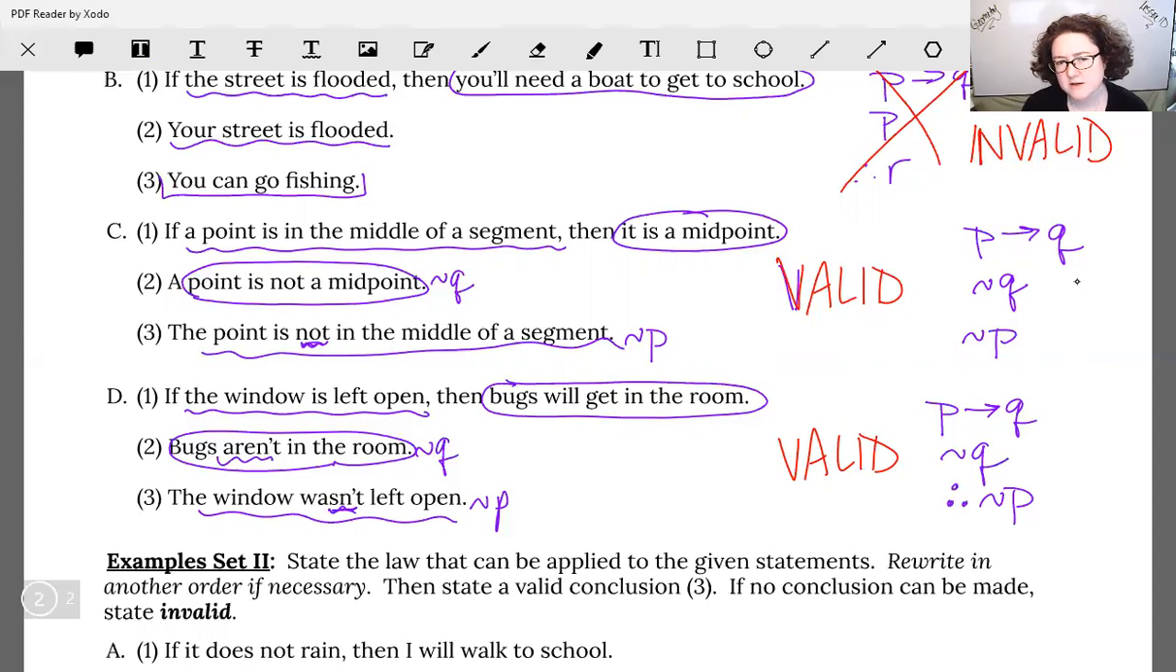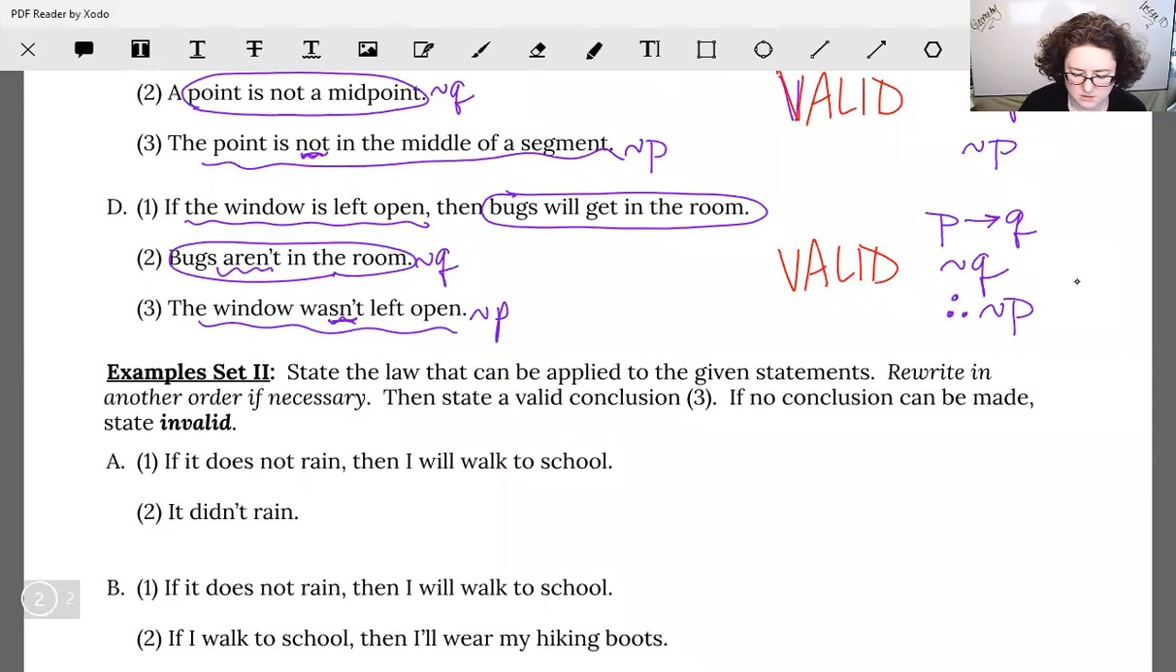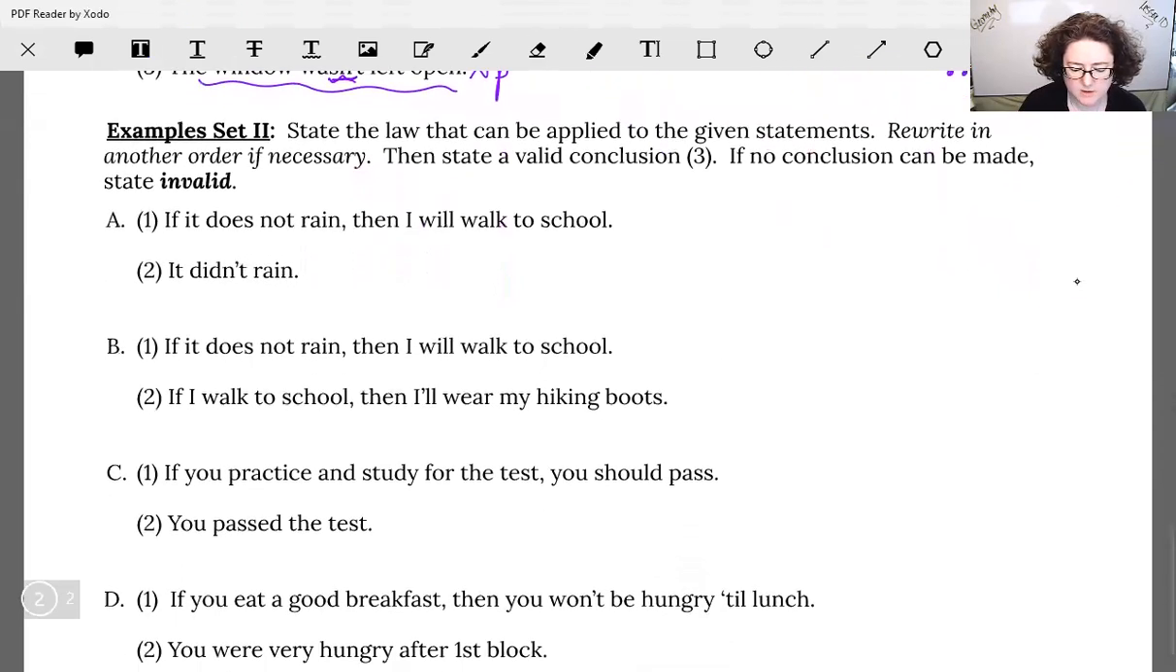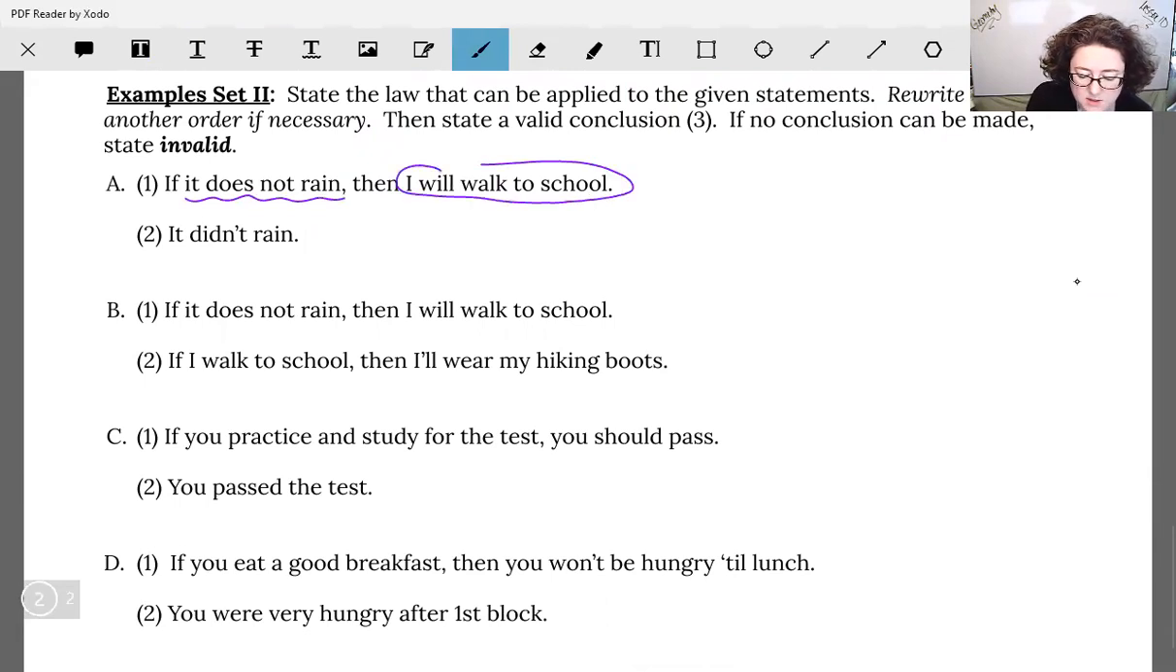Alrighty, so second set of examples, you'll notice I left off the conclusion. So in this set, we're trying to figure out, are they starting us out correctly, and can I actually come to a logical conclusion based on those two ideas? So first one, if it does not rain, then I will walk to school. So that would basically be if P, then Q.